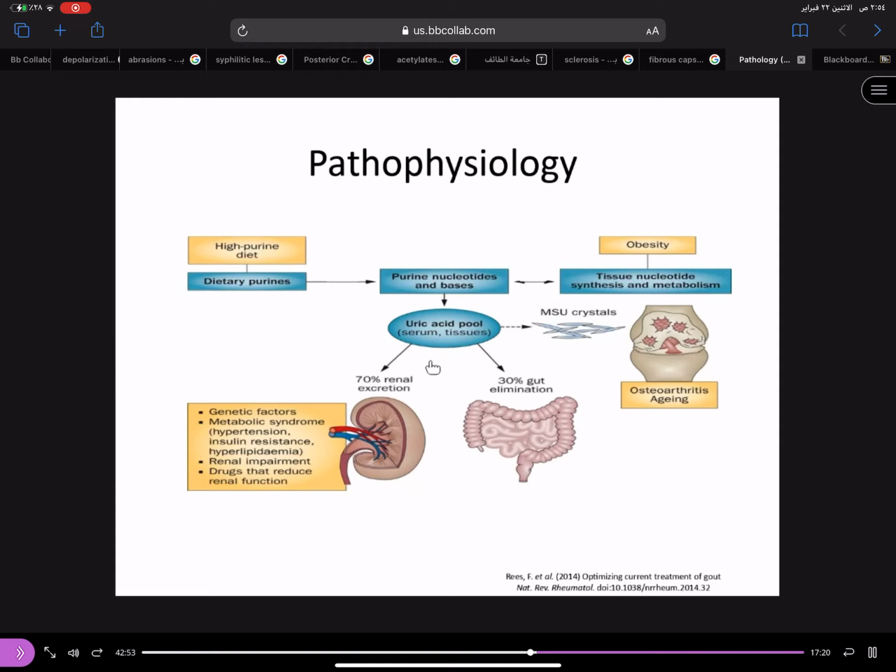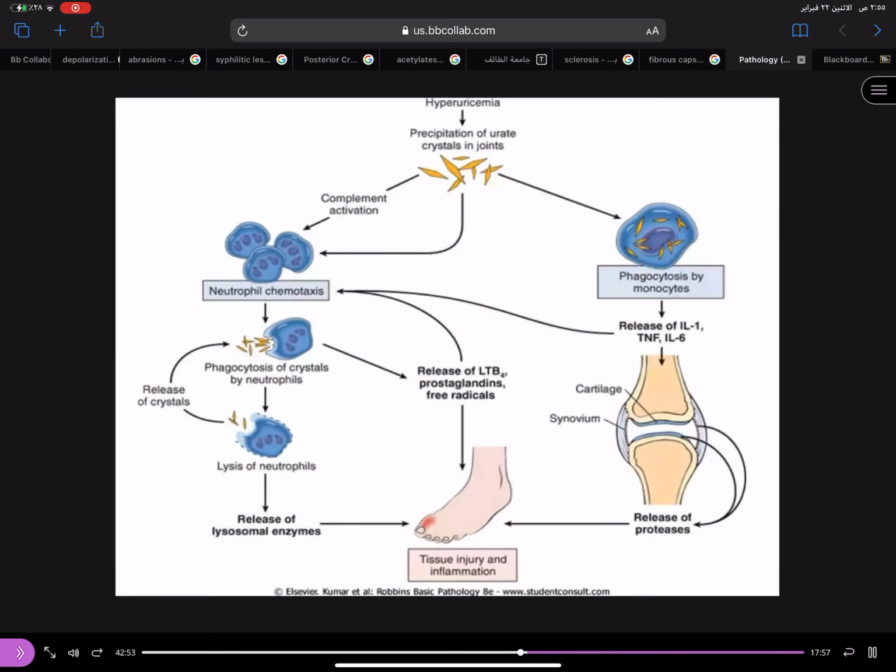Normally uric acid is excreted from the kidney and 30% from the gut. But if there is some disease of the kidney, renal impairment, or some genetic factors, or any drugs that reduce the renal function, it will also increase this uric acid in the blood and ultimately urate. So keep it simple. More purine is coming, more uric acid. If kidney disease, excretion will be affected. In this slide, it is shown till this point.